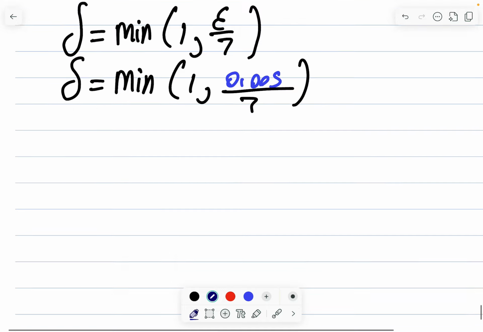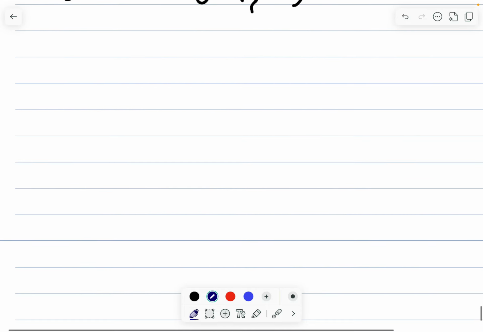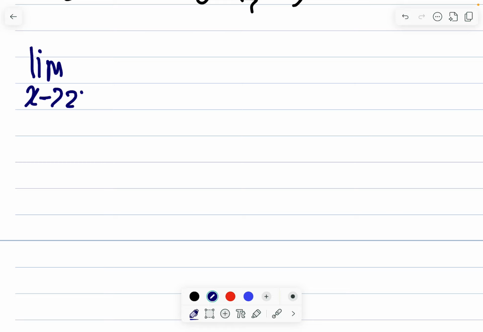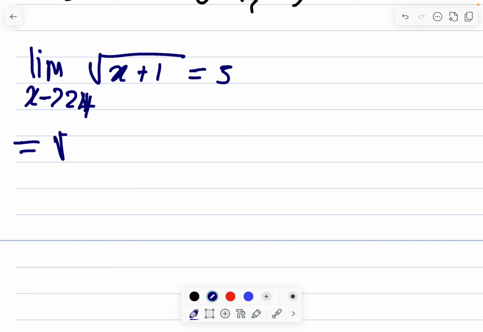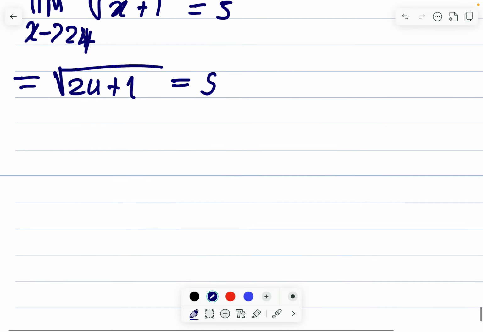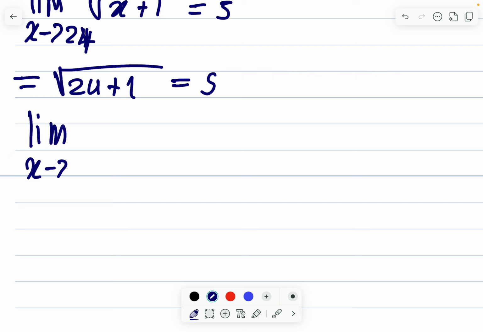So let's check another one. Another one is when the limit as x approaching 24 of square root of x plus 1, they say equals 5. First step is to prove indeed they are right before you start solving. You have square root of 24 plus 1, which is indeed equal to 5. Therefore, it means the limit as x approaching 24 of square root of x plus 1 equals 5.